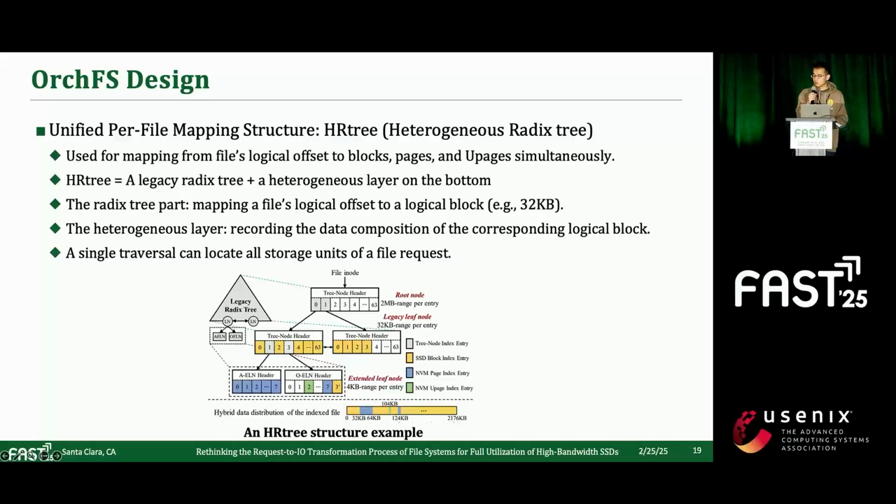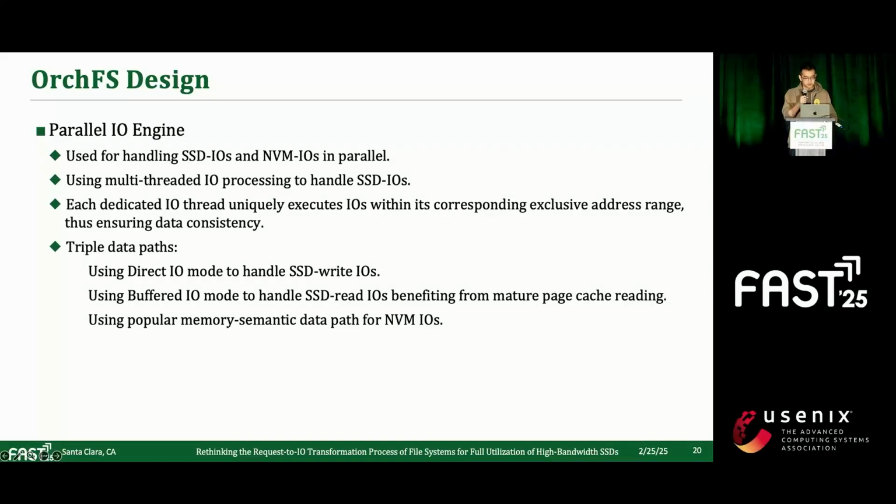With HR tree, ORCFS only needs to perform a single tree traversal to locate all storage units associated with a file request. To efficiently and transparently handle the partitioned heterogeneous IOs while ensuring data consistency, we develop a parallel IO engine. First, the parallel IO engine processes SSD IOs and NVM IOs in parallel. Secondly, it actively uses multi-threaded IO processing to handle SSD IOs. To ensure data consistency, each IO thread uniquely executes IO within its exclusive data range.